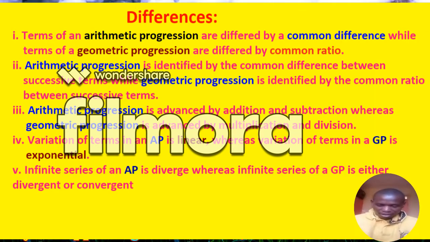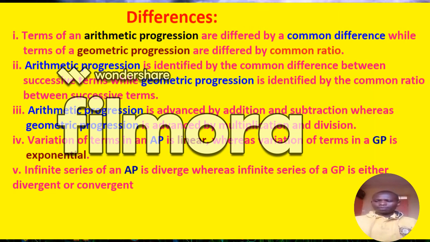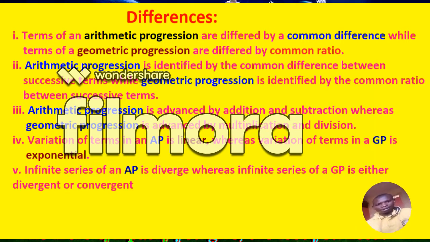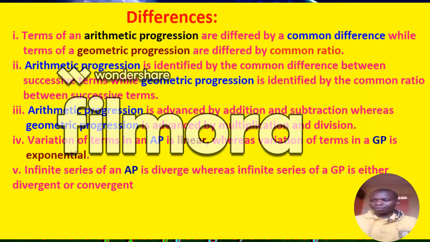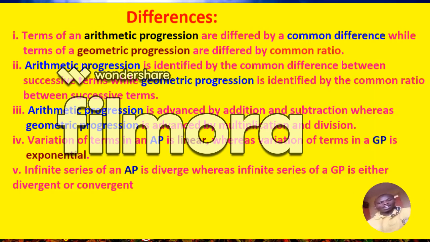The fourth difference is that the variation of terms in an arithmetic sequence is linear, while the variation of terms in a geometrical series or a geometrical sequence is exponential.